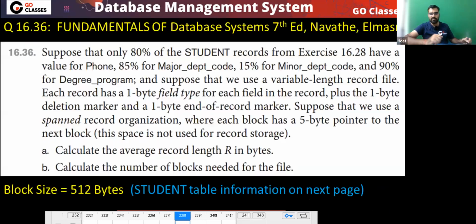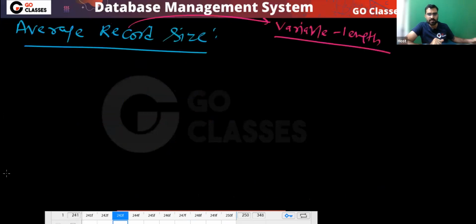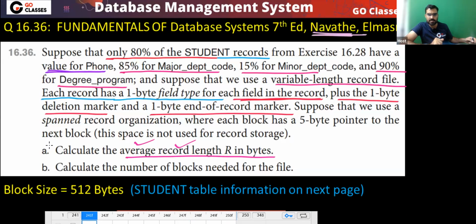Now the same thing we have to do here. I just want to tell you that this question is nothing but an aptitude question. Now let's see the average record size. Okay, let's find out what is the average record size. So that will be this.